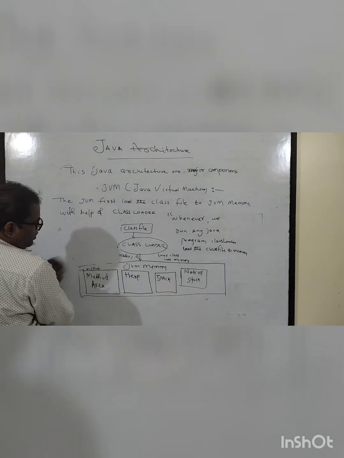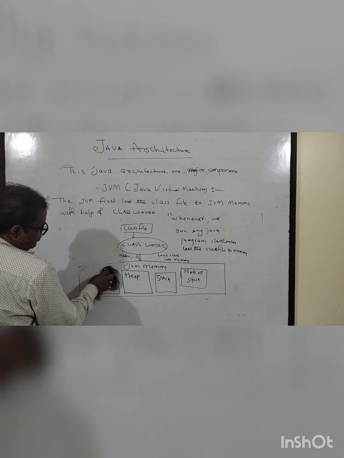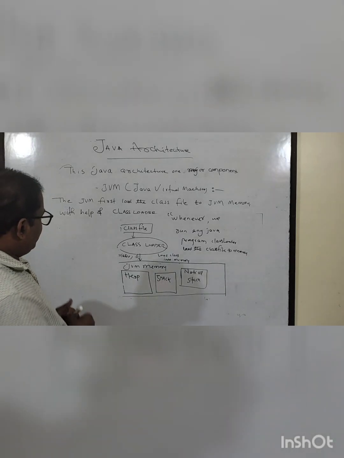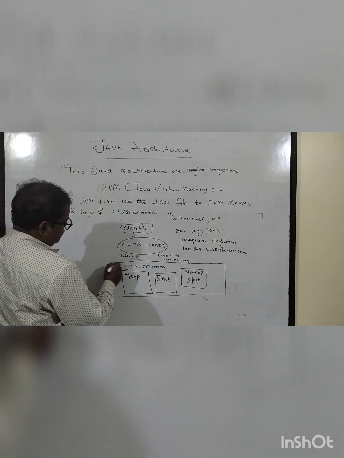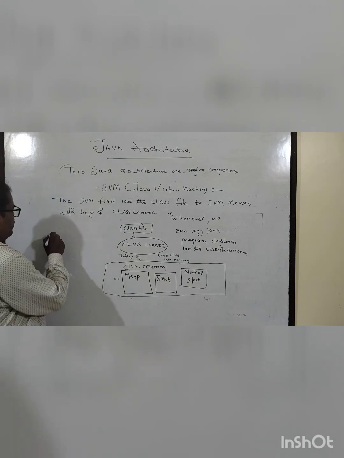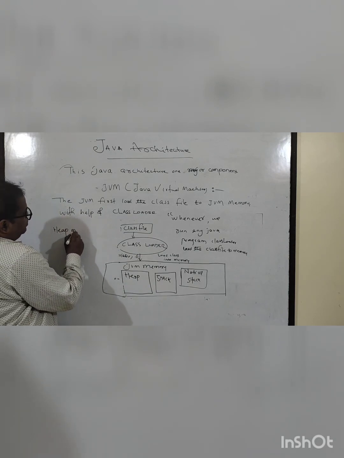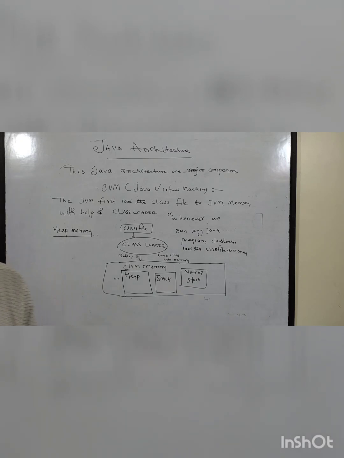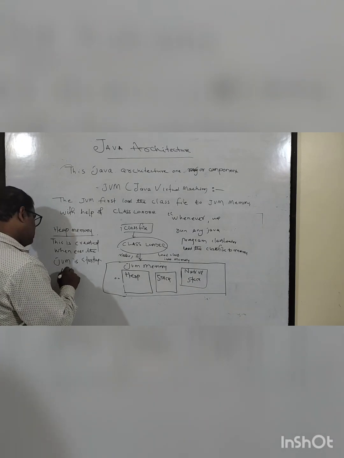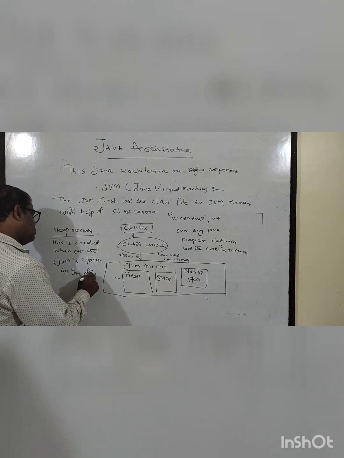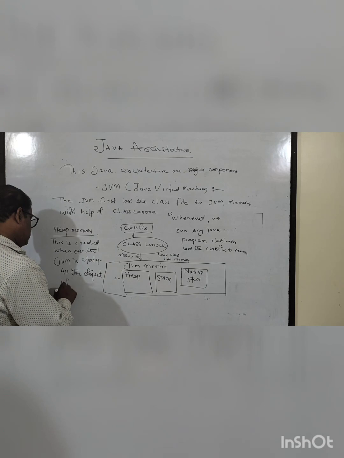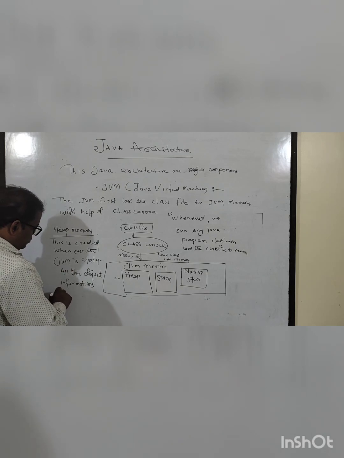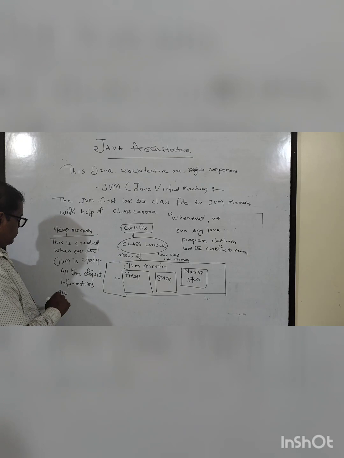We have discussed the method area. Now what is the role played by the heap? If you see the heap memory area, the basic purpose of the heap memory is to hold all the object information at runtime.